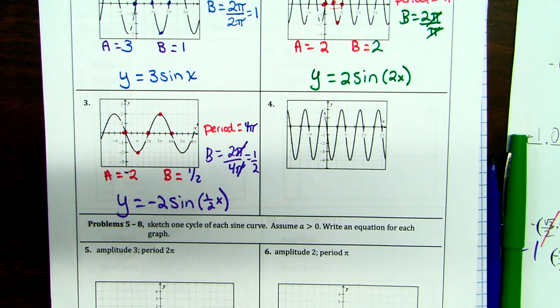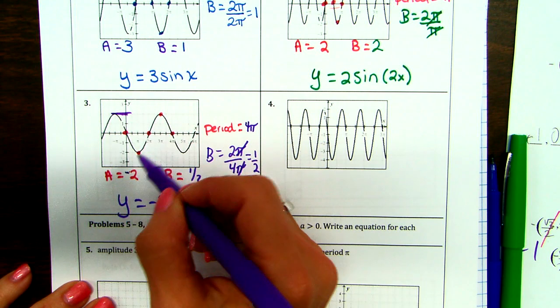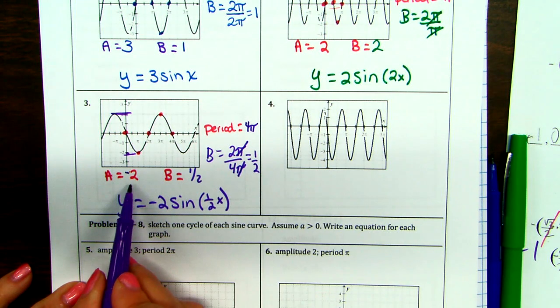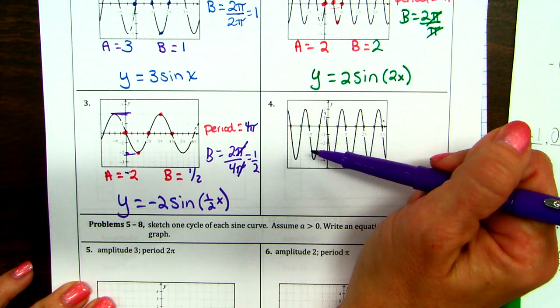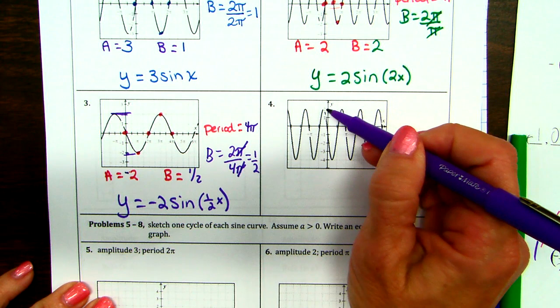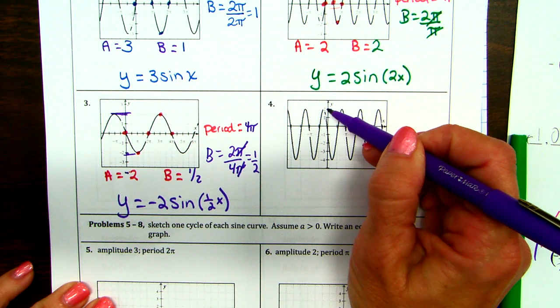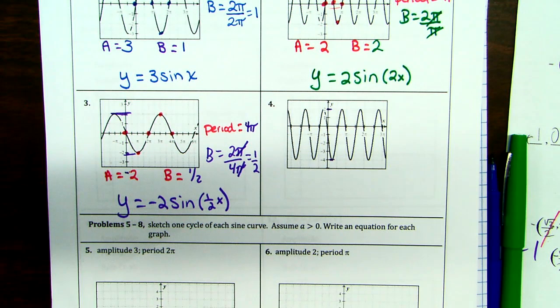Where I'm getting what? A is the amplitude. We go up to 2, down to 2. Same thing on number 1 and number 2. But number 4, things are changing. They gave us a challenging one. This is 2. This is negative 4. So we can't just grab that number.